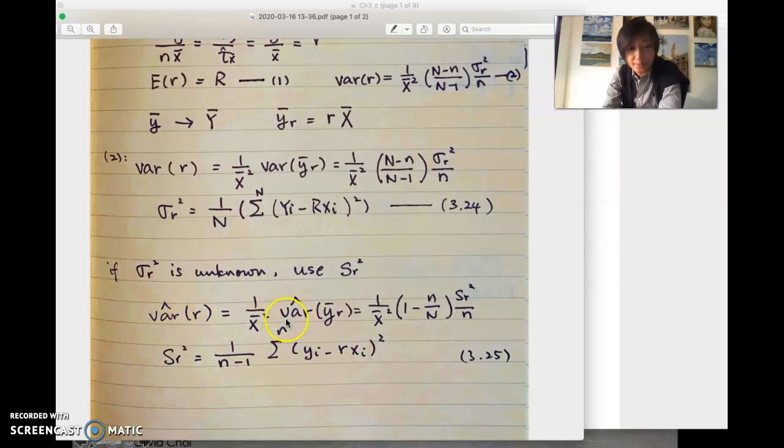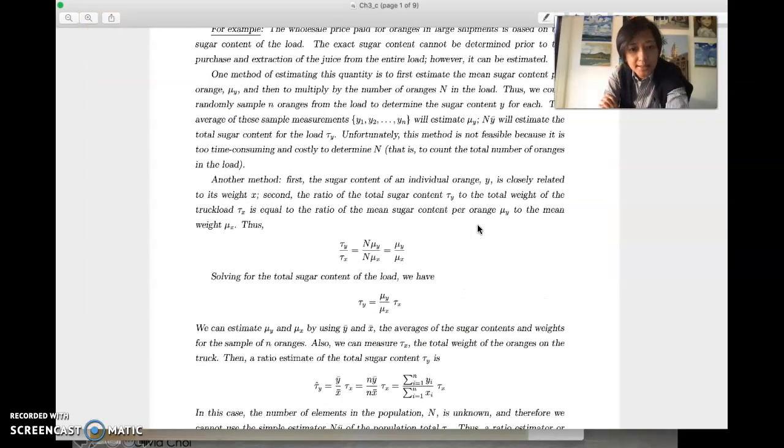Now we have the estimated variance of y bar, using our sample variance s r squared, so we have another finite population correction factor multiplied by s r squared over n. s r squared becomes the variance around our sample linear relationship, yi minus r xi. That becomes equations 3.25 and 3.24 in our text.